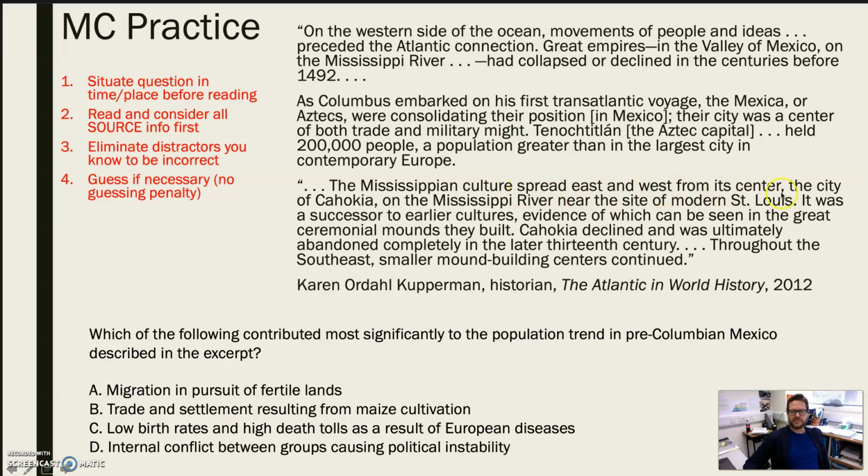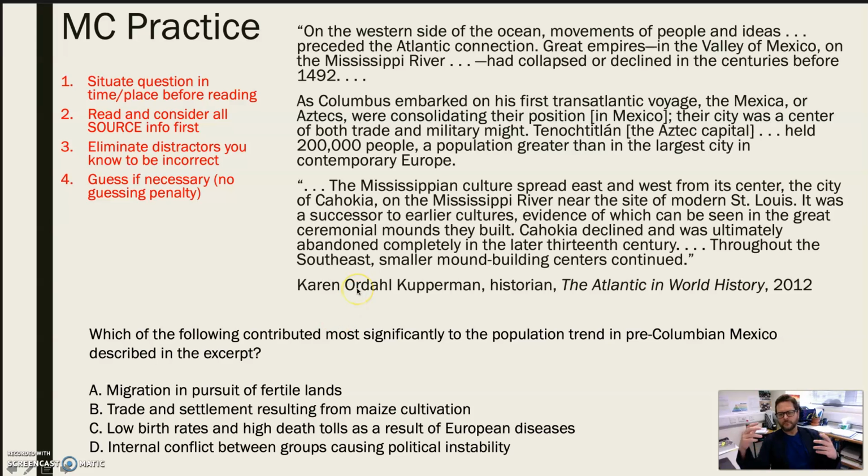the Mississippian culture spread east and west from its center. The city of Cahokia, I hope I'm saying that right, on the Mississippi River near the site of modern St. Louis. I used to live there, fun fact. It was a successor to earlier cultures, evidence of which can be seen in the great ceremonial mounds they built. Cahokia declined and was ultimately abandoned completely in the later 13th century, so late 1200s. Throughout the southeast, smaller mound building centers continued.